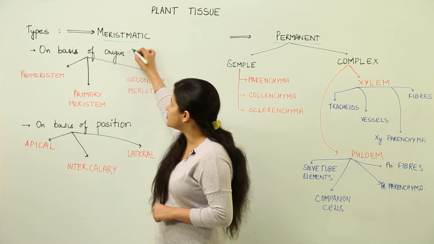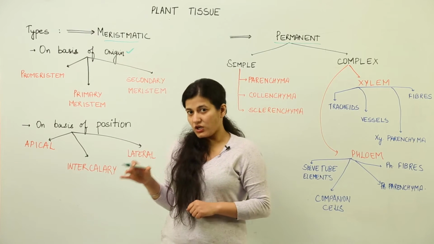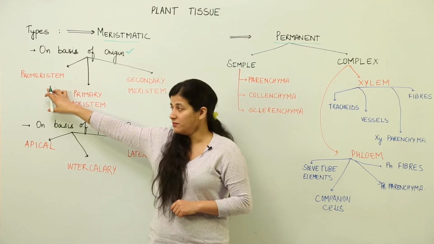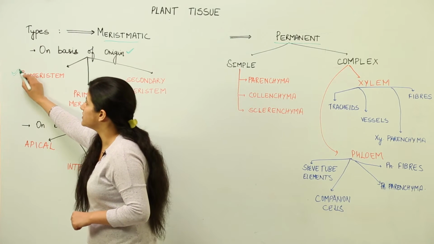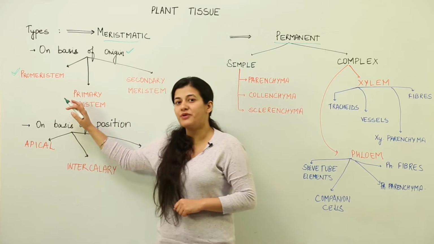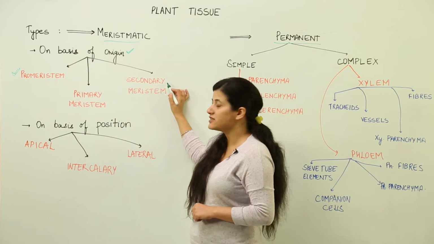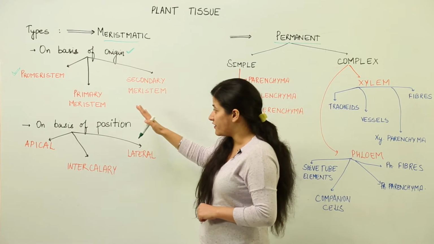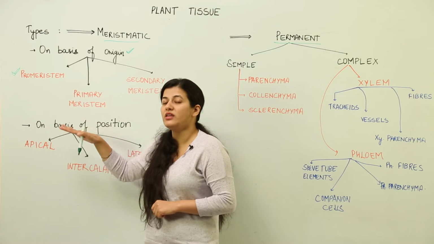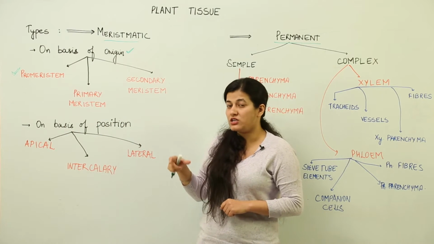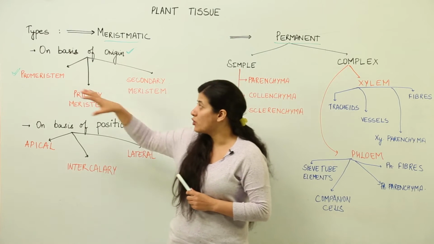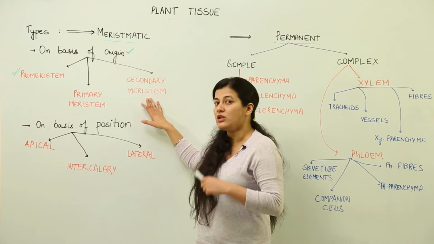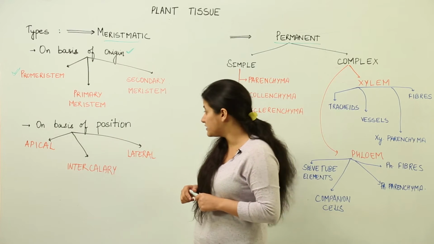First being the origin, that means from where they have originated. On basis of that, we have three types of meristems. One is promeristem. Pro means first, as you know, so this is the first formed meristem. Then is the primary meristem and the third one is the secondary meristem. These three types of meristems are classified on the basis of origin. That means how they have originated when the plant was initially in its seed constitution. The promeristem comes first, then comes the primary meristem and then comes the secondary meristem, from which the entire plant body would get derived from.